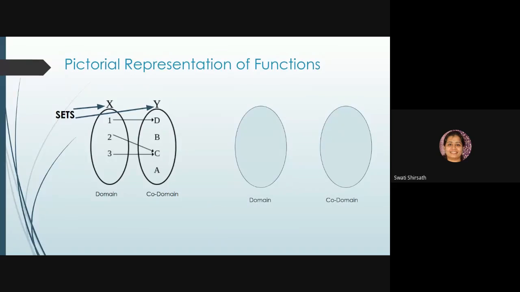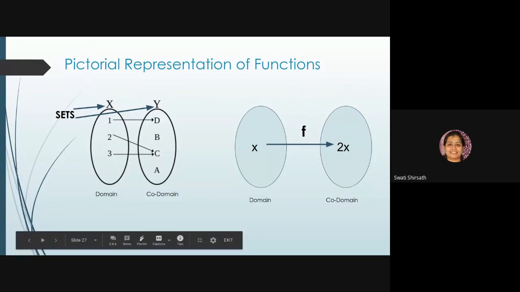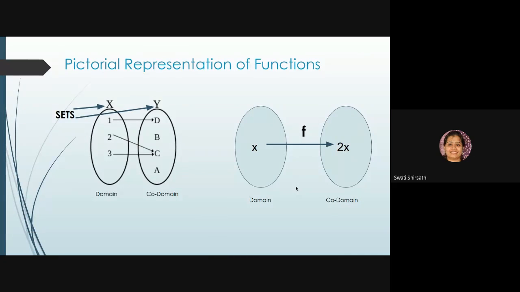Then another way to represent this is, in technical language, this is x. I am drawing this diagram for f of x equals 2x. So this is x and this is 2x and this is called f. Okay, so this is nothing but this. Okay, so you should know this x is coming from this and 2x is coming from this, and this mapping is called f.